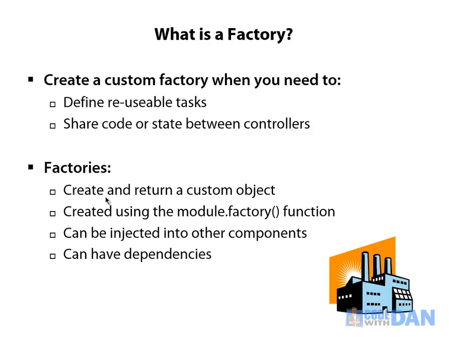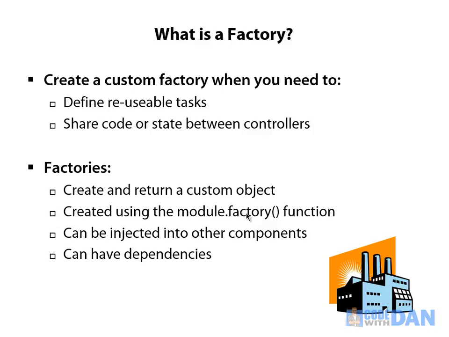What we do with a factory is create and return a custom object, and you'll see this in just a moment. And then later I'll compare and contrast this approach with what we do to create a service. So with a factory, it's really important to note we create and return a custom object. Now, the way we create a factory is much like the way we create a controller. With a controller, we go through module.controller. Well, with a factory, it's module.factory. We simply call that function, we pass in the name of the factory, and then the function that defines what it is we want to do.